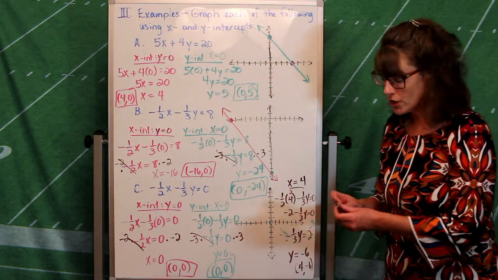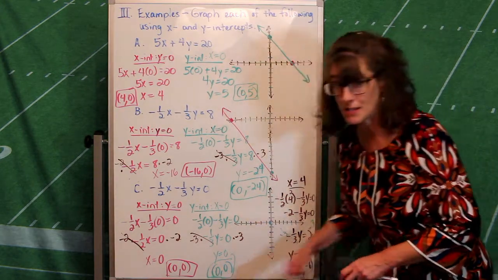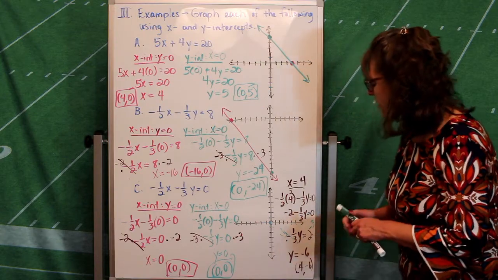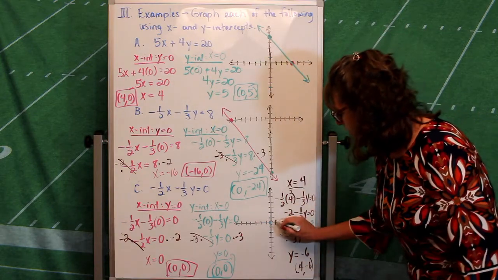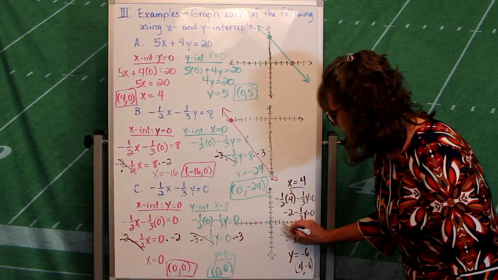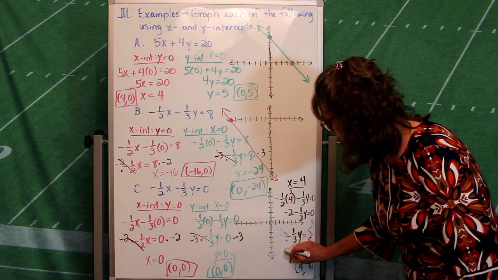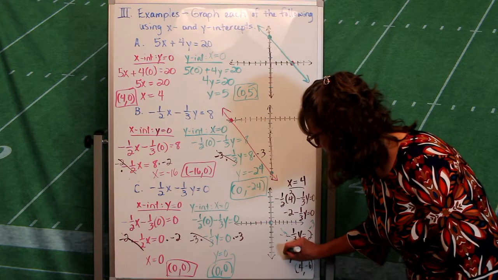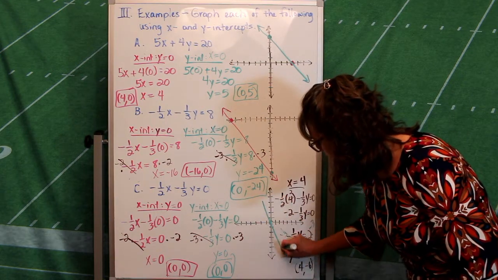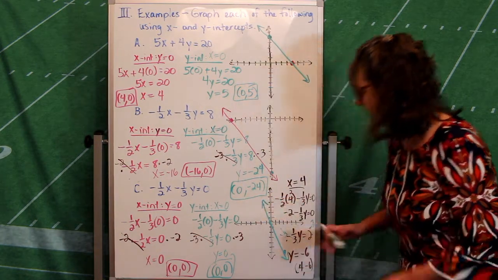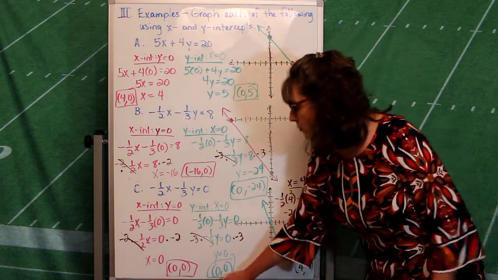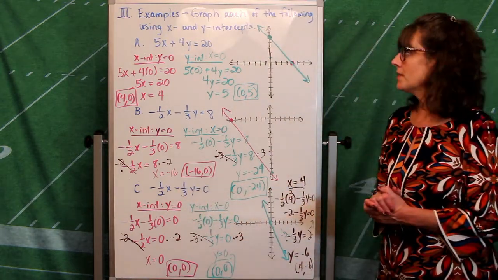So, unfortunately, I've really done a terrible job not giving myself enough room. Maybe I should have picked a negative 4. But anyways, 1, 2, 3, 4. 1, 2, 3, 4, 5, 6. So 4, negative 6 is going to sit right down here. And we're going to connect them. And there is the line. And that is the line that represents that equation.